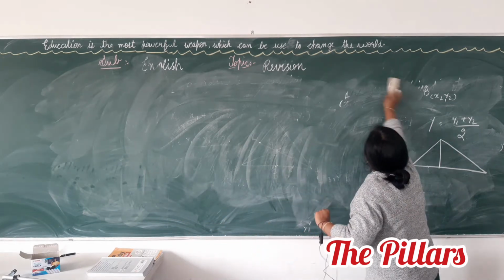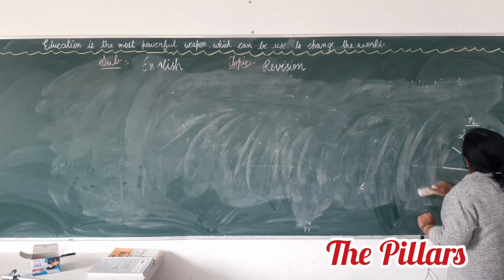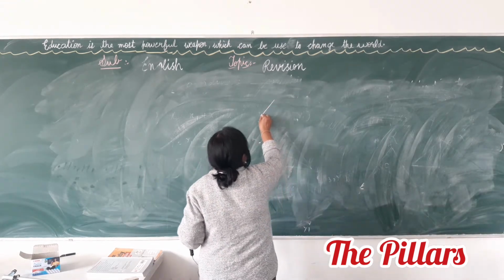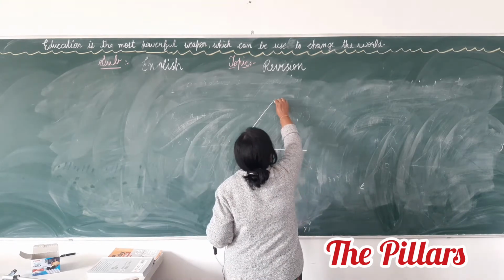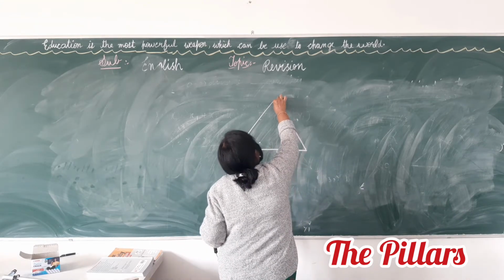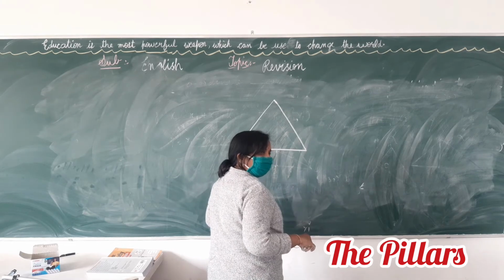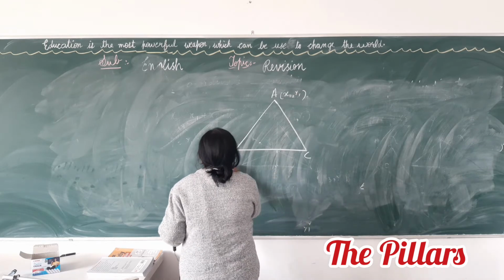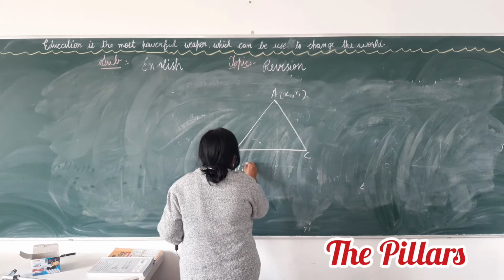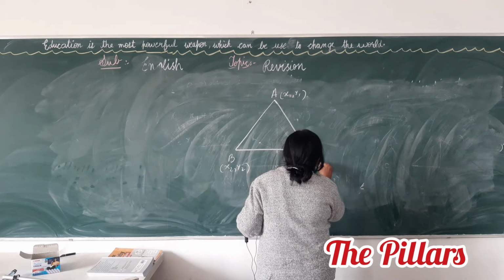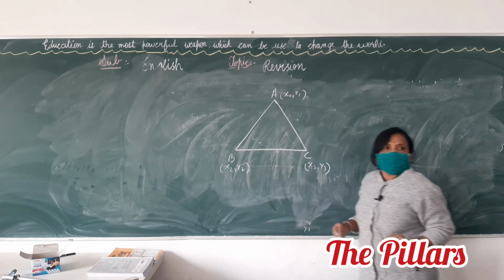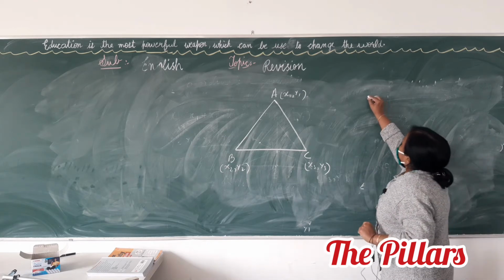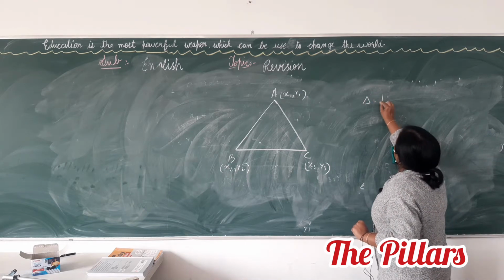Now, next write area of a triangle ABC. Doesn't matter, write down. Of a triangle whose vertices are x1, y1, x2, y2 and x3, y3. Okay? Delta is equal to half of.